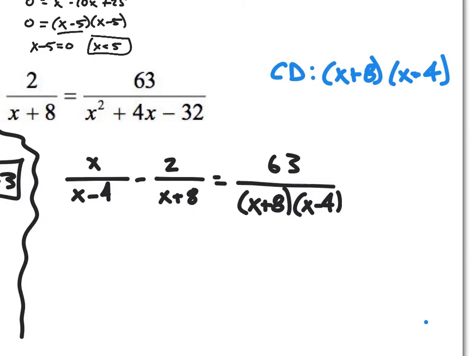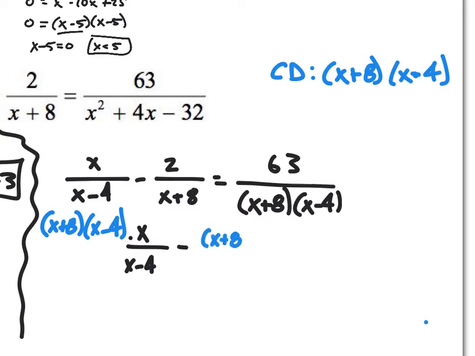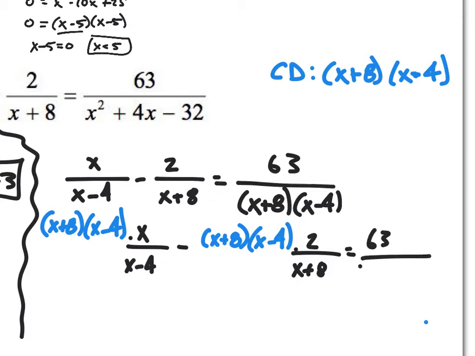Let me rewrite this. So I've got x plus 8 times x minus 4, and I'm going to multiply that by x over x minus 4, minus x plus 8 times x minus 4, multiplied by 2 over x plus 8. All right, and that's going to equal 63 over x plus 8 times x minus 4, multiplied by x plus 8, x minus 4.